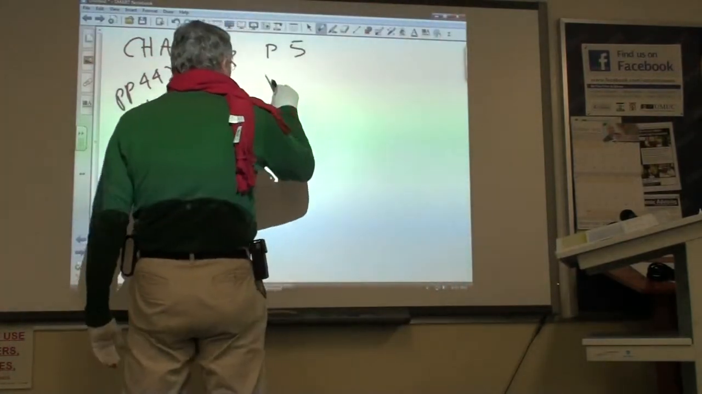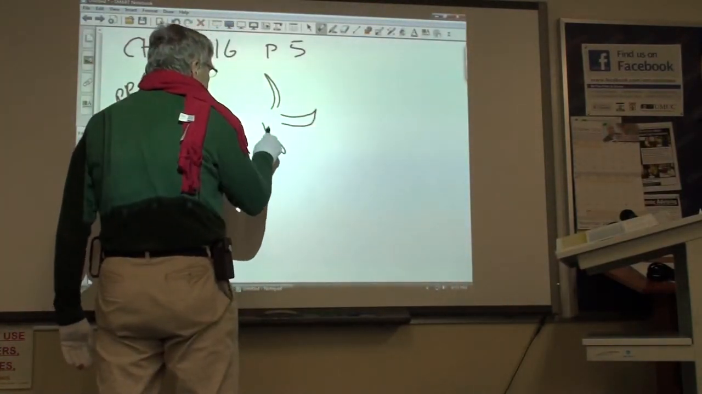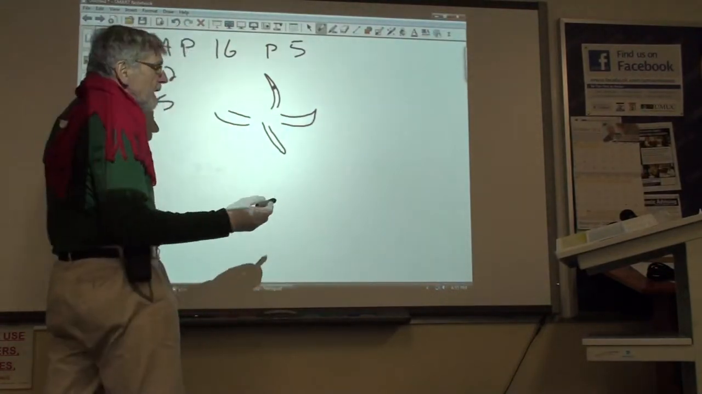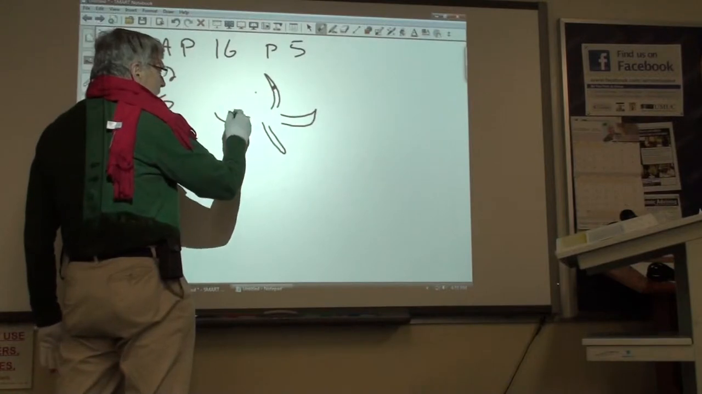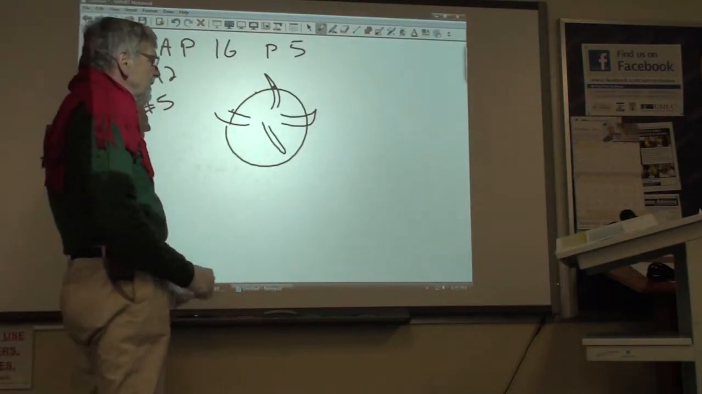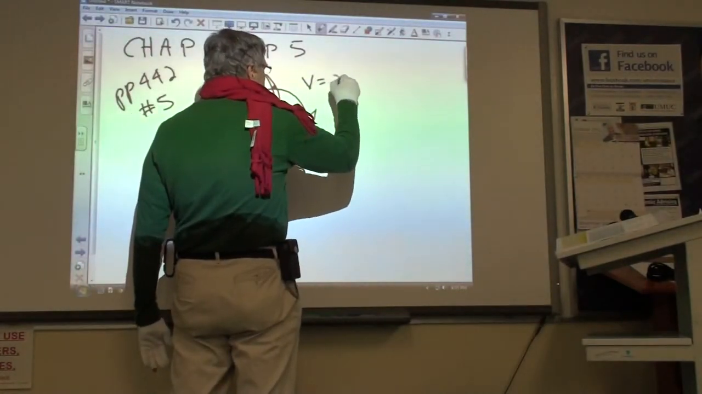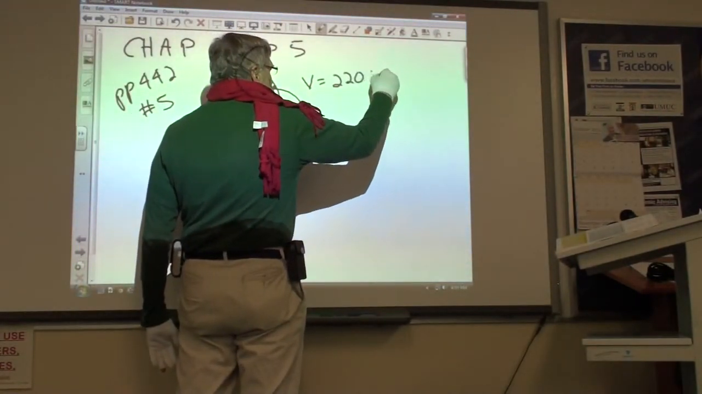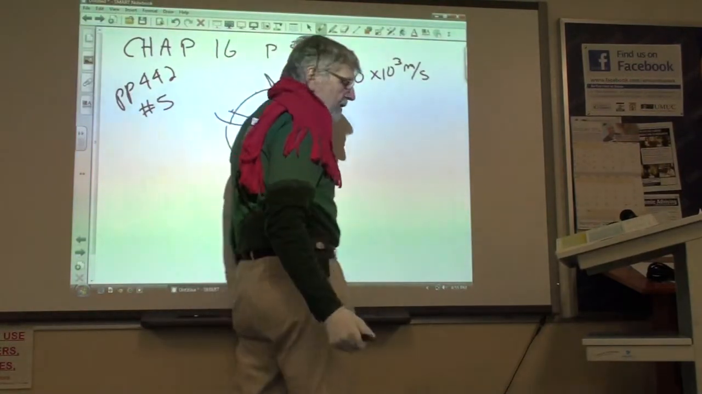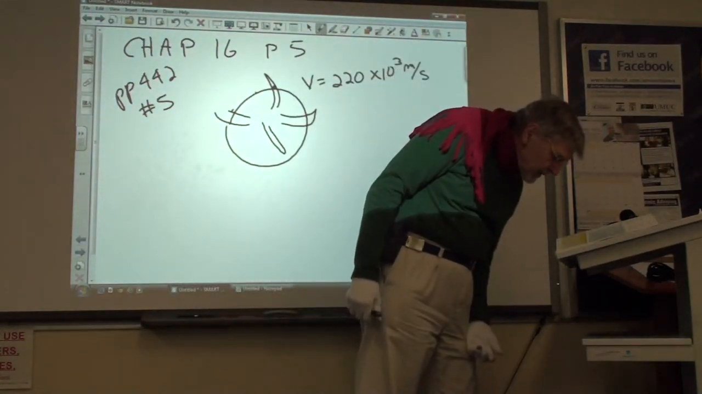So what we have is our Milky Way galaxy, and the sun is out here about 2/3 of the way out one of the spiral arms, and it goes around in a circle about the center of the galaxy, and it goes with a velocity equal to 220 kilometers a second.